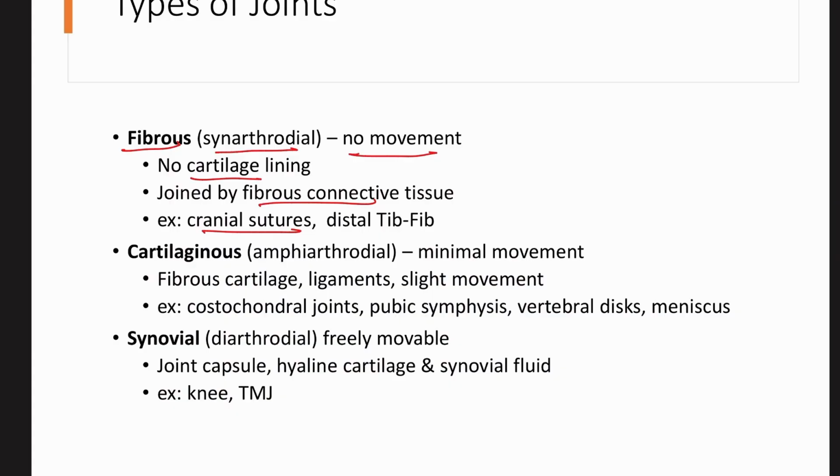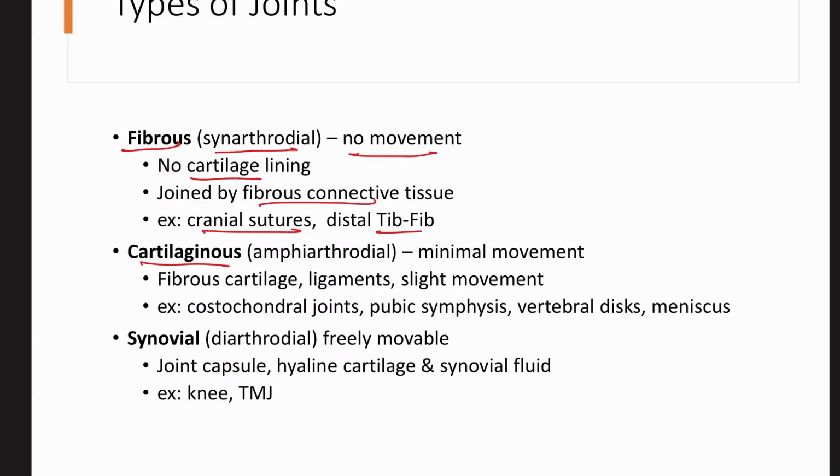This is your cranial sutures. So remember when we're born, we have all the different cranial bones. They are not fused yet, but later on as you grow and you get older, the sutures start to fuse and they become joints now, but they are fibrous. There's no movement in those joints. Distal tib-fib is also another example.